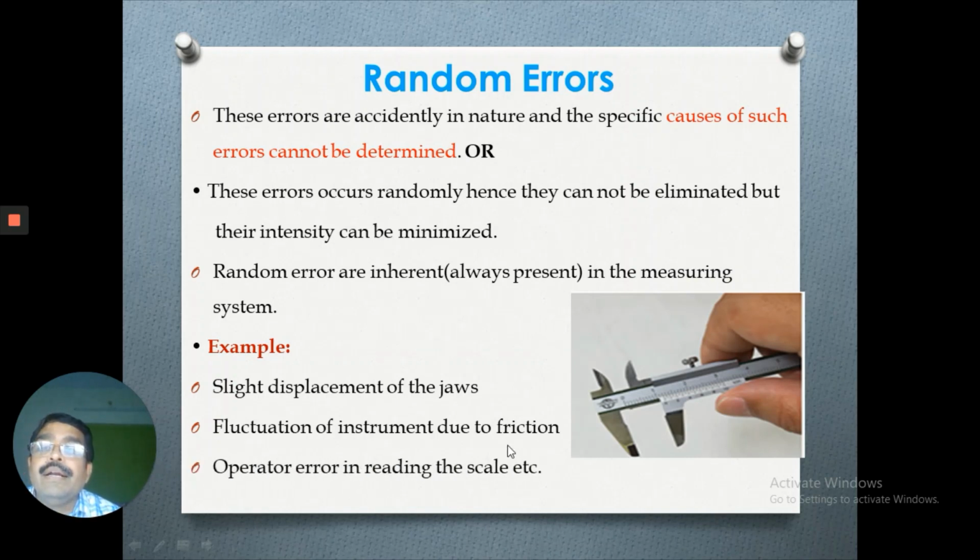And the last one is the operator error in reading the scale. Naturally, the operator itself is taking a wrong reading from that scale. So here we have discussed a lot of important parameters.